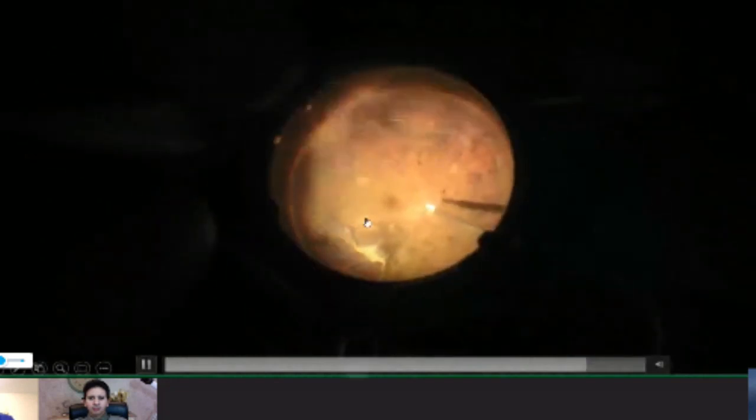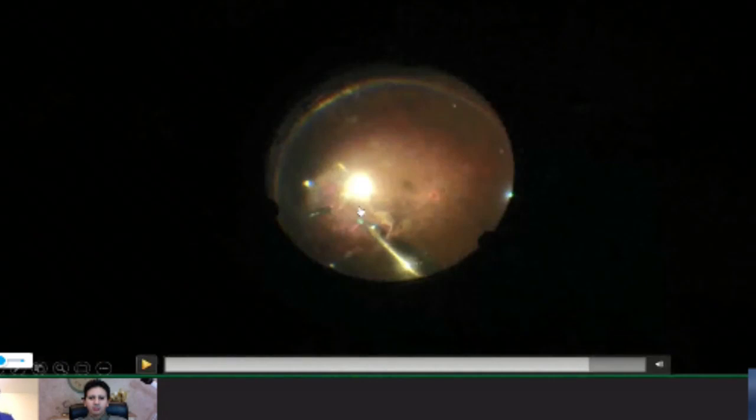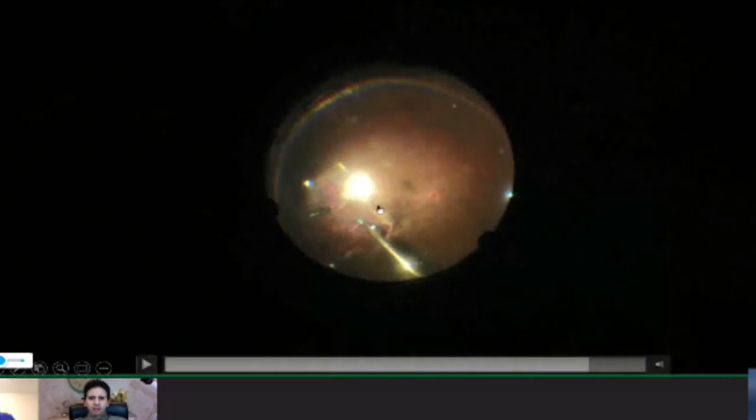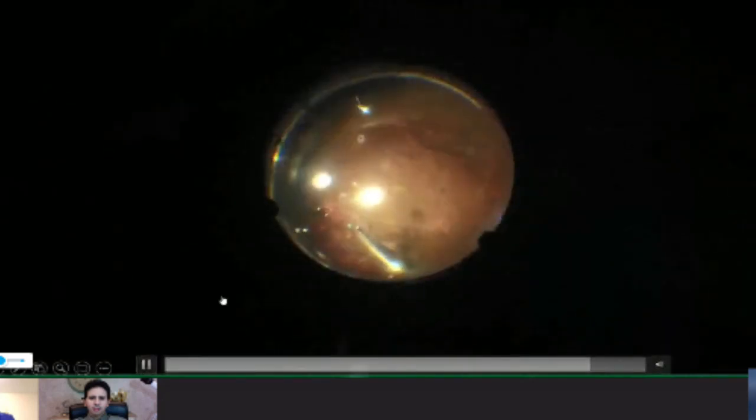Now I've shifted to air fluid exchange, and I want to show you a trick here. I will hold the video, please. If you want to unfold a folded tear edge like this, it's not extremely folded, you can just tilt the eye down while making the air fluid exchange and put your backflush needle distal or peripheral to the edge of the tear, and the airflow itself will flatten this folded tear edge.